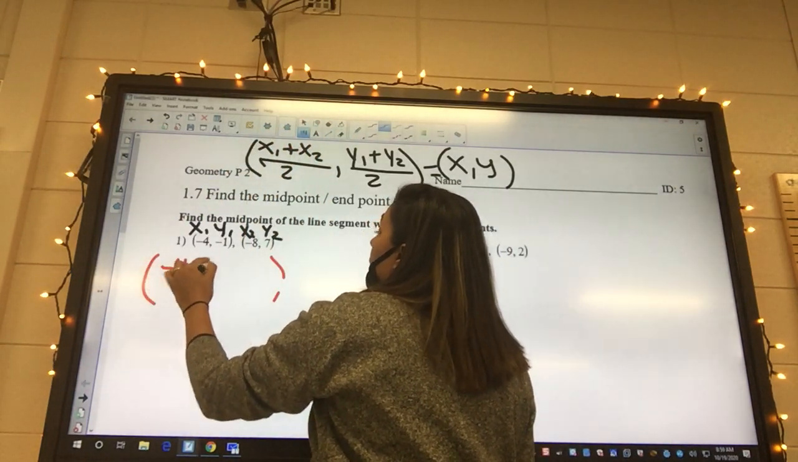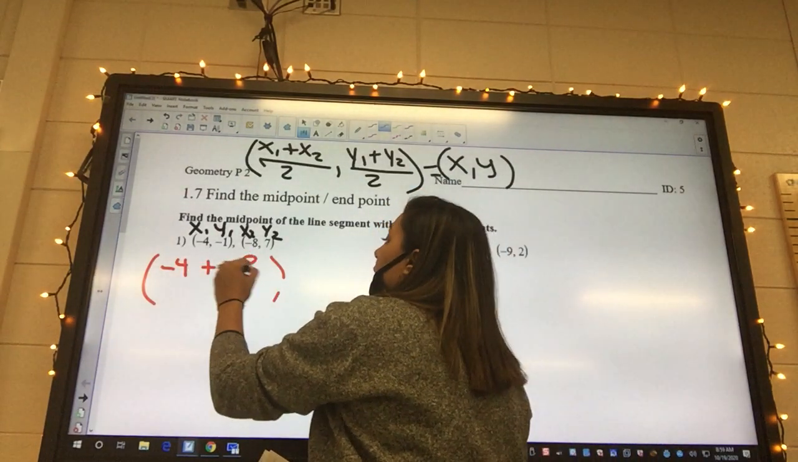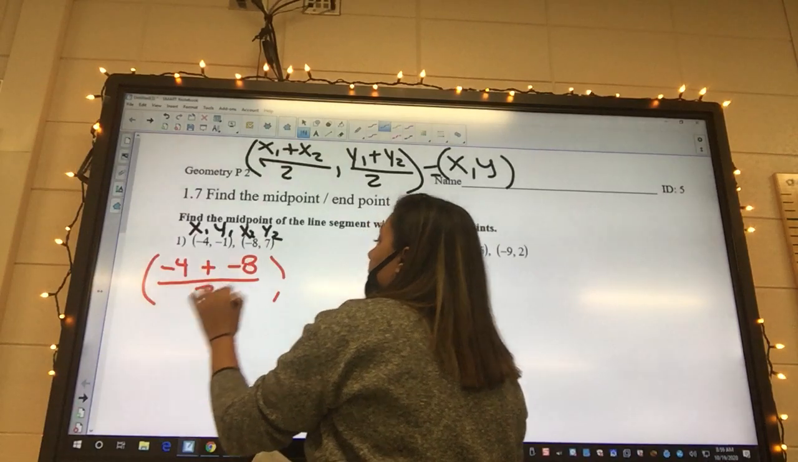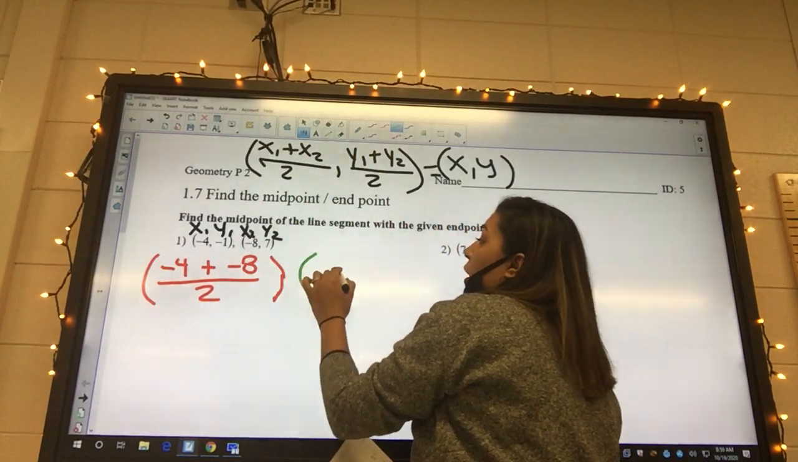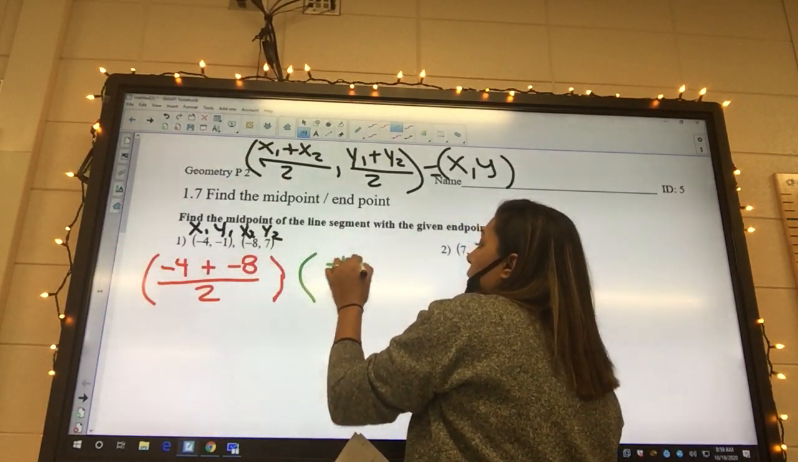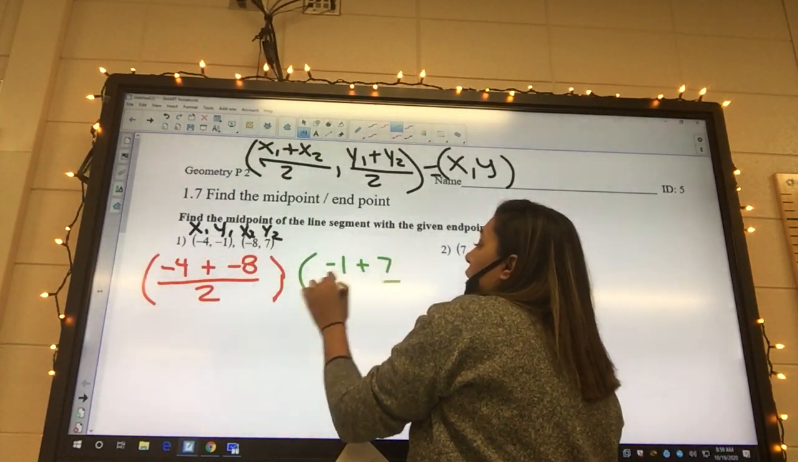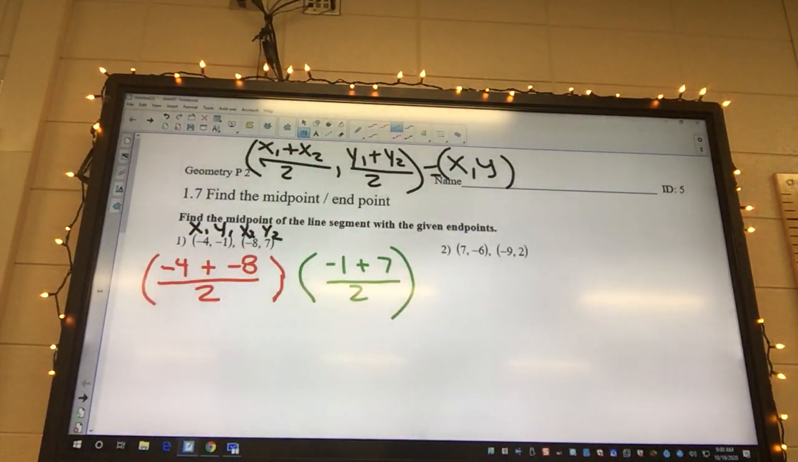-4 plus x sub 2, -8, and the over 2 stays there. Okay, for our y's, we got y sub 1, it's going to be -1. What's y sub 2? 7 over 2. Okay, and now you can just plug the stuff in on your calculator.